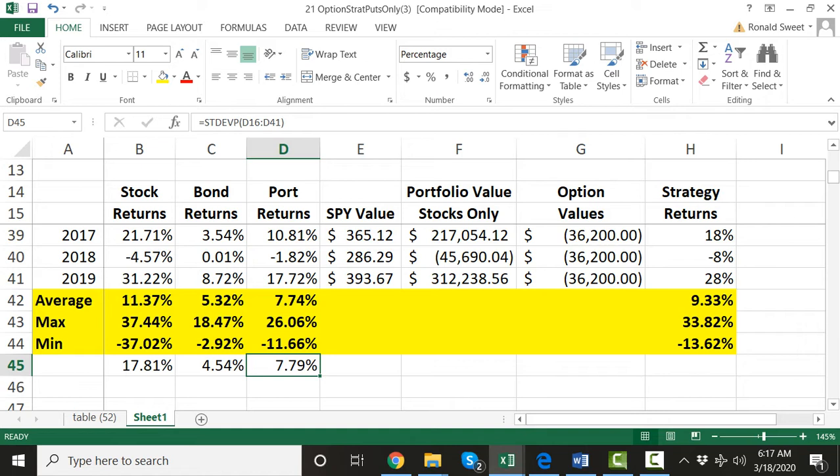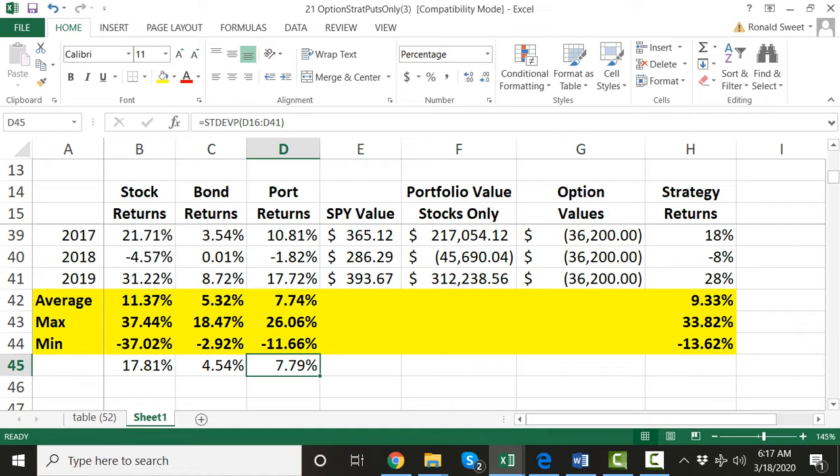So let's compare that against the put strategy. With the put strategy, your return's 9.33. Now you have 100% in stocks and you made 9.33%. You say, well, wow, that's terrible because the stock market was up 11%. But remember, this is not a strategy to try to beat stocks. This is a strategy to try to beat 40% in stocks and 60% in bonds. So you can see the return is quite a bit higher.